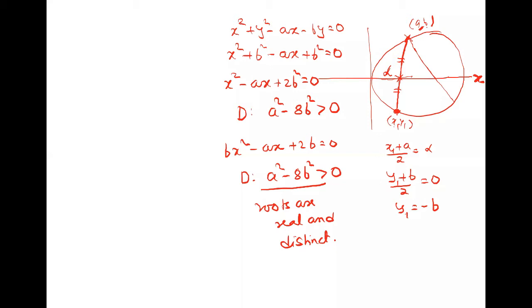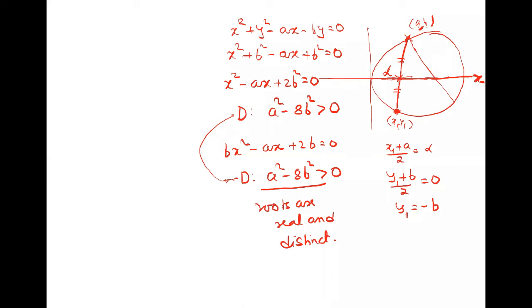Once you put in the circle equation, whatever may be, (y1 + b)/2, because it is lying on the x-axis now. All the points which lie on the x-axis, y coordinate is 0. Clear? So from this we get y1 = -b, you substitute it. So what happens? x² + b² - ax + b² = 0. You got a quadratic equation. The discriminant is a² - 8b² > 0. So the given quadratic equation is also the same. It means this is given to us, therefore distinct roots.